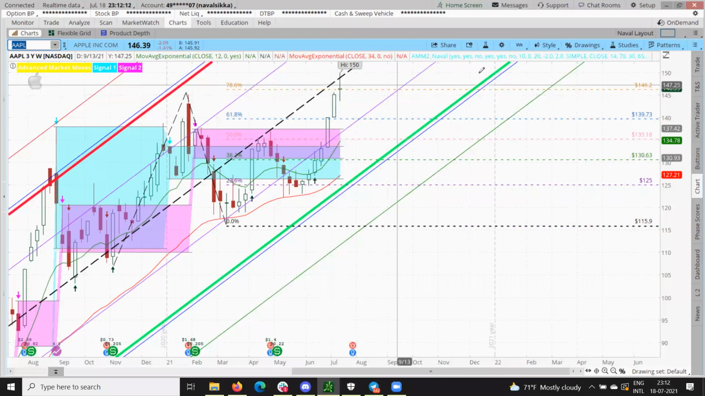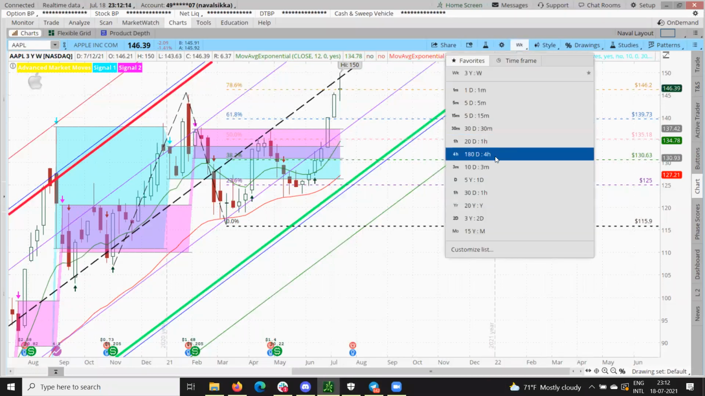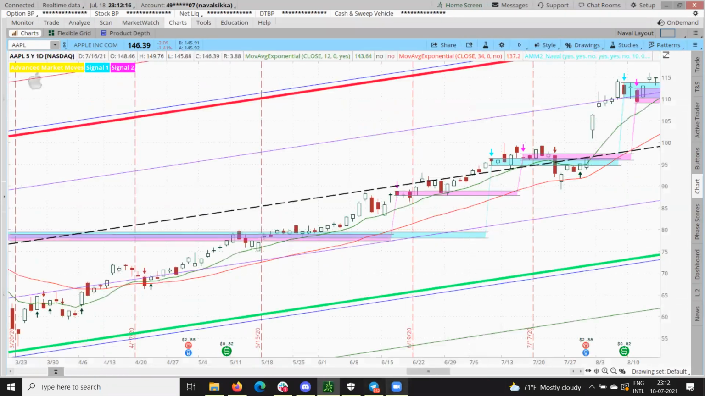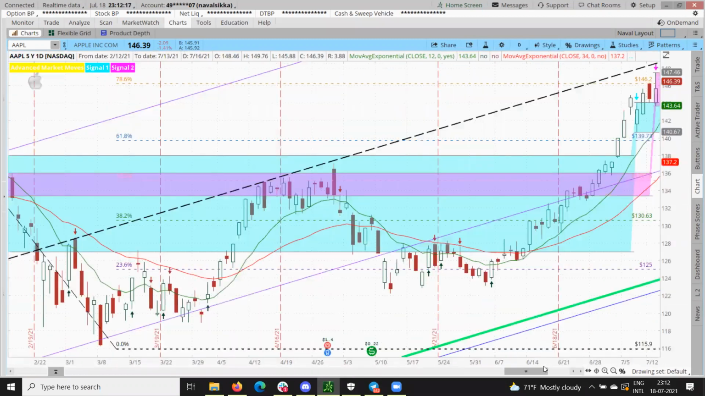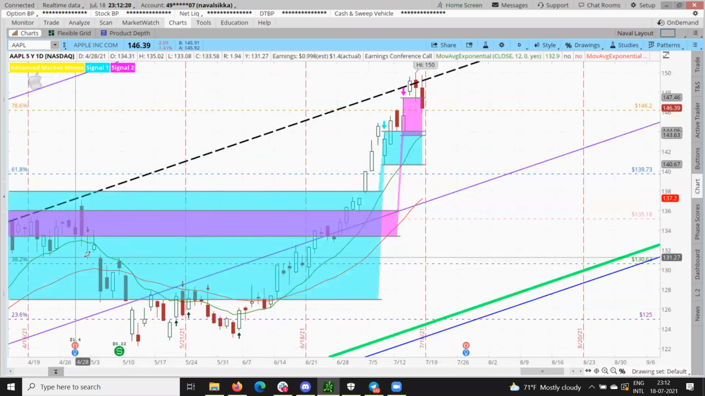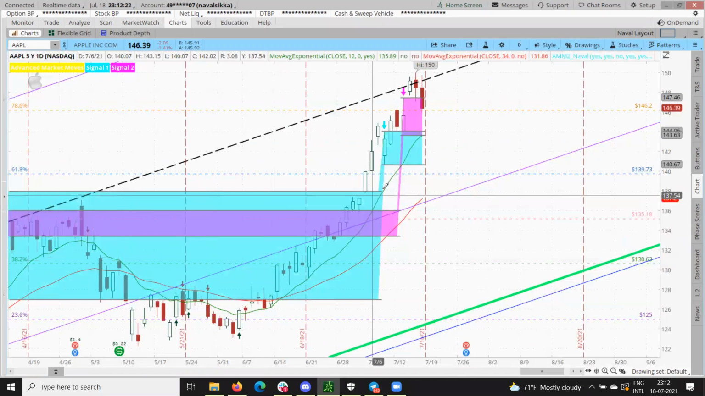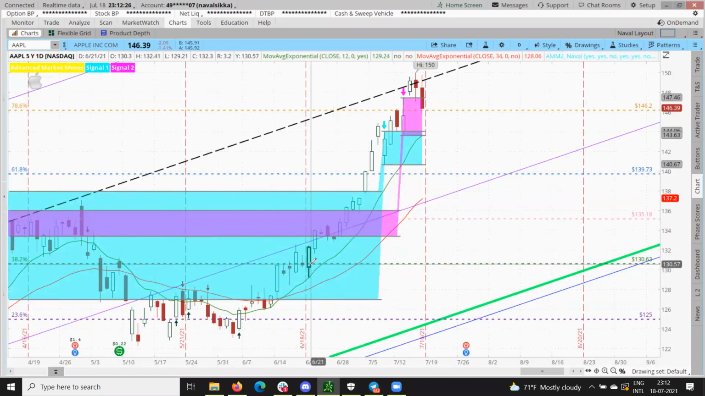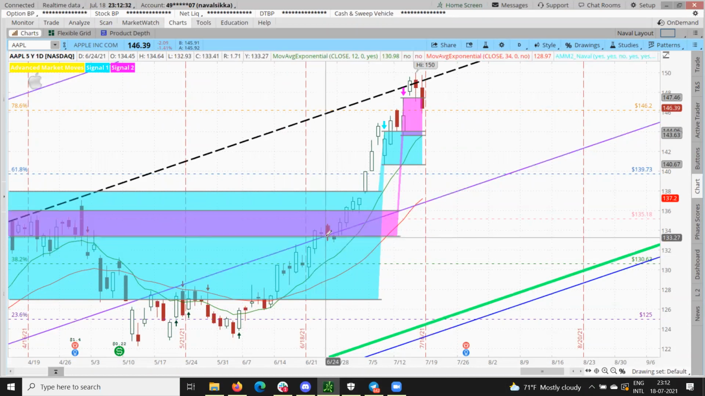Right now, this is a weekly chart. If you look at the daily chart here, you will see as soon as it crossed 130 and held a close above it, it bounced.